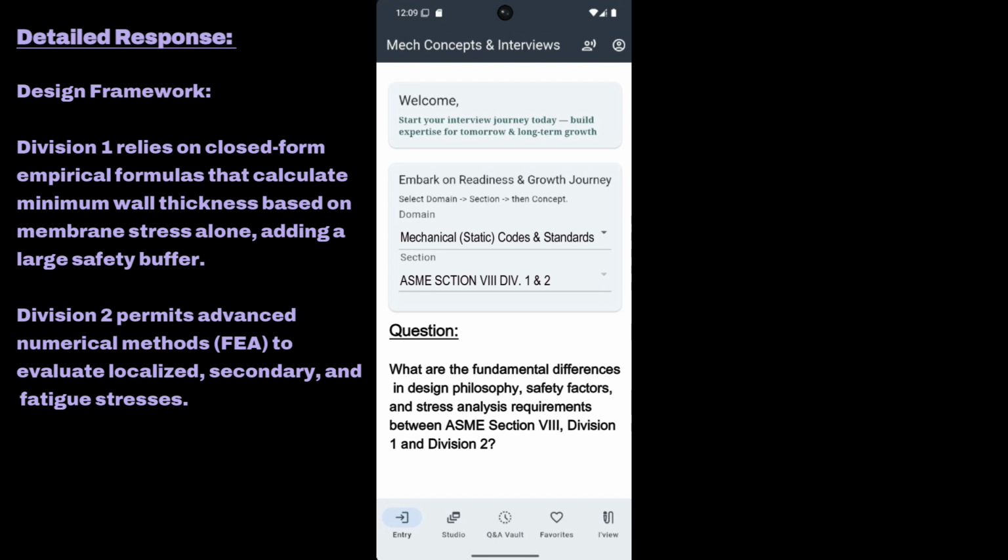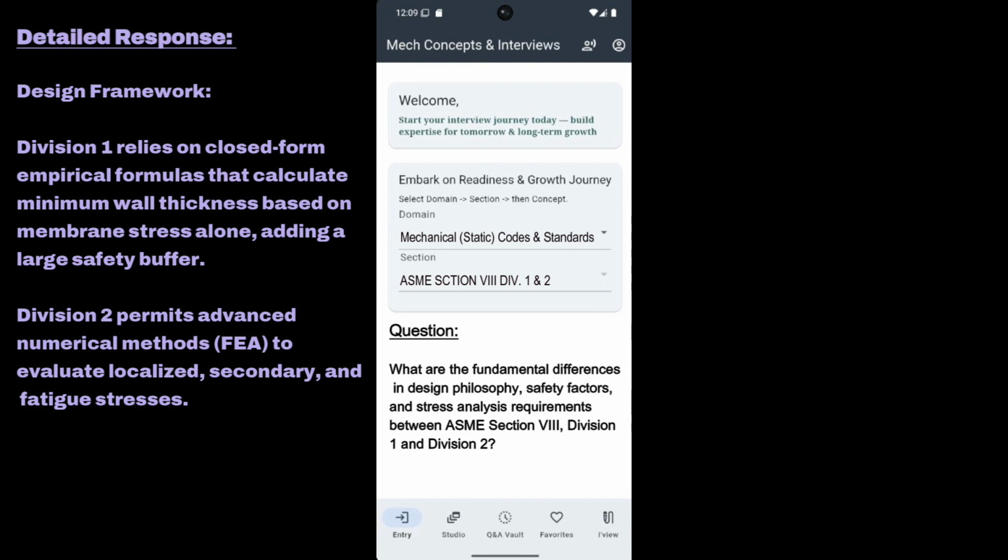Membrane stress, right? Yes. To visualize membrane stress, think of inflating a rubber balloon. As the pressure builds inside, the rubber stretches uniformly across its entire surface. That uniform pulling force is the membrane stress. Making sure it doesn't pop. Exactly. Division 1 figures out how thick the steel needs to be to prevent the balloon from popping, which we formally call gross plastic collapse.